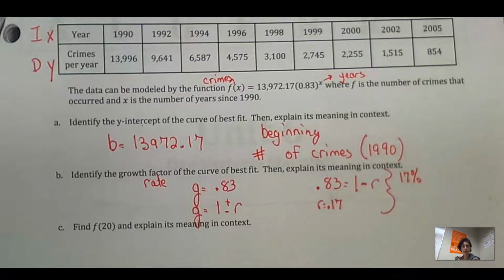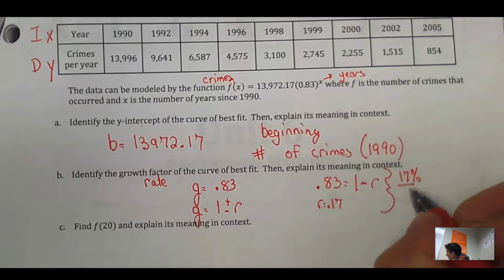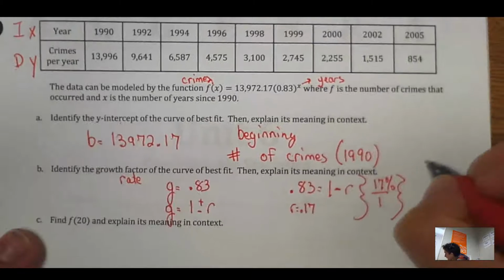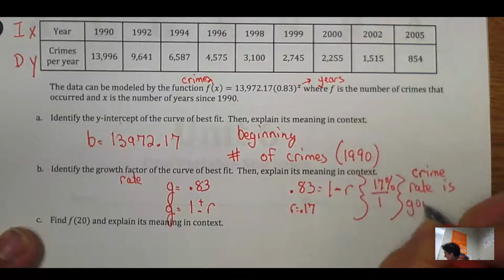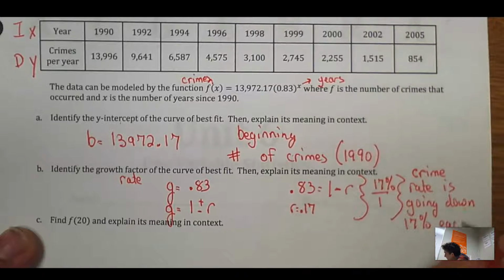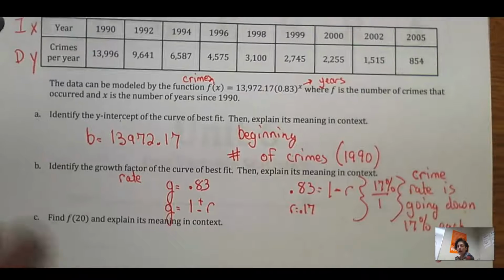And again, this is a rate. Something is changing. What's changing? The number of crimes. How often are they looking at the data? Every year, technically. So that's what a rate is. It's always out of 1. So I can say the crime rate is going down, decreasing 17% each, every, per, something like that, year. Okay? It's always a rate.